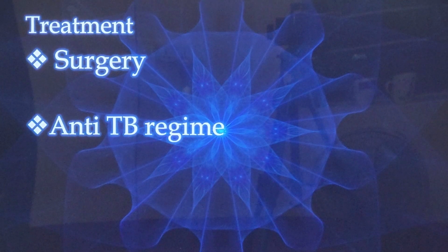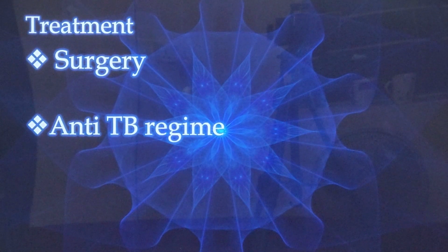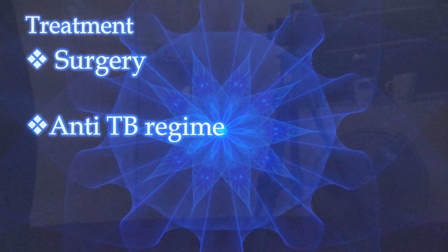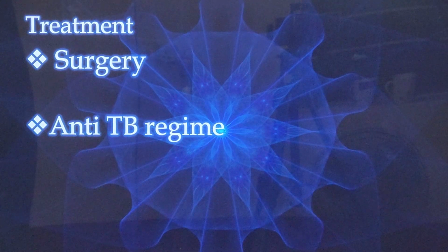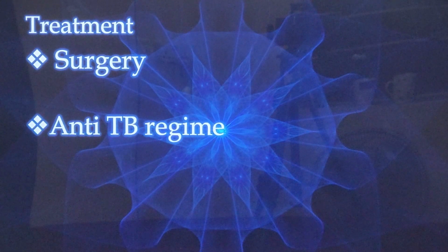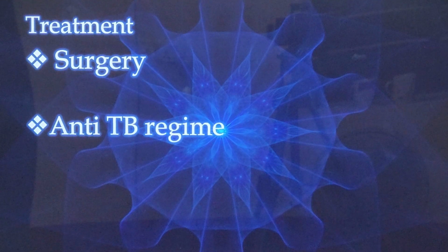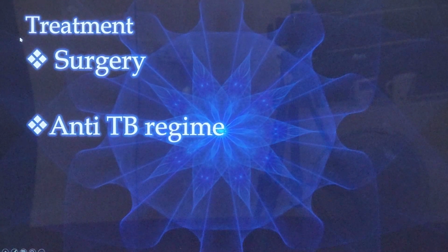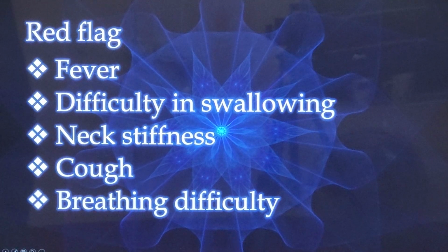Elective surgery. And by about 5 to 7 days, all the lab reports will be ready, and you will be referred to the TB center, your regional TB center, where after analyzing all the reports, they will start the anti-TB regimen, which is usually for 6 to 9 months. So that is how we manage a case of chronic tuberculous retropharyngeal abscess.